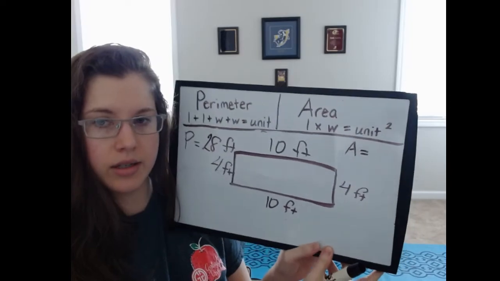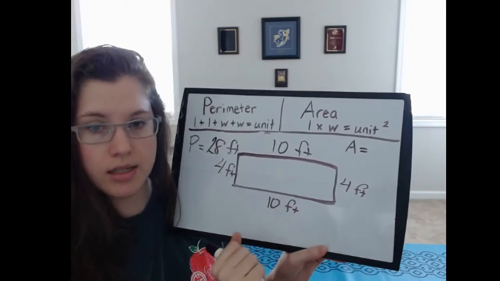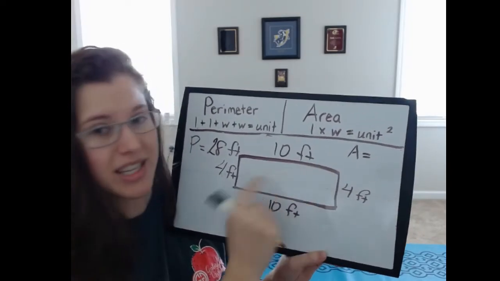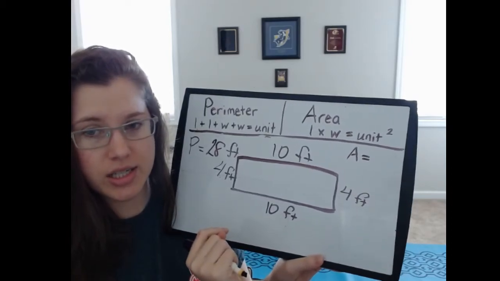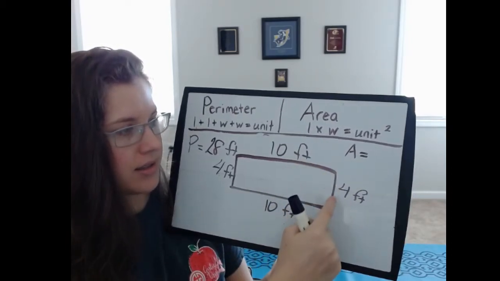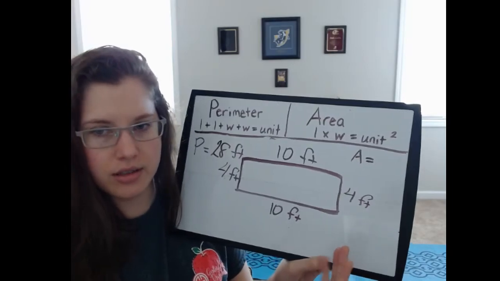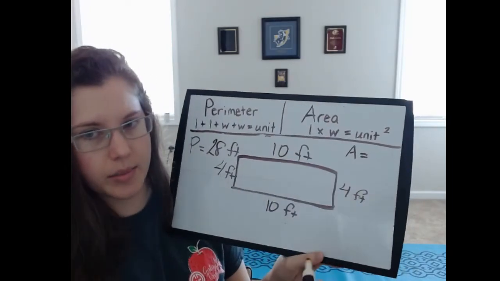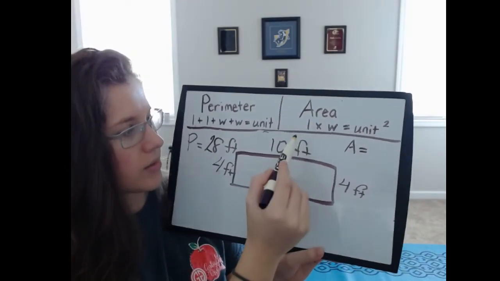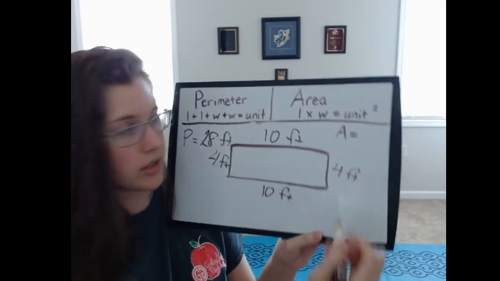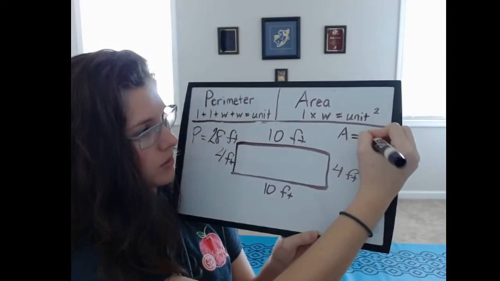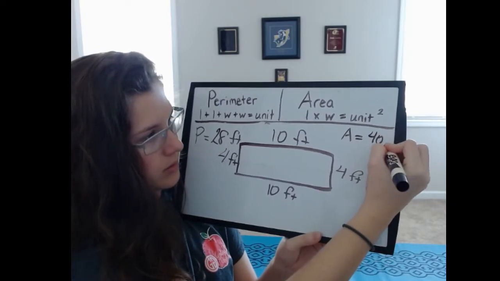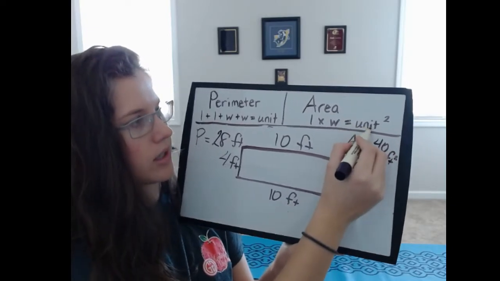Now I gotta find my area. So you multiply the 2 sides that are not the same. They're going to be adjacent. Adjacent just means that they are connected, but they're not on the same line. So length times width. 10 times 4 is 40. So this is going to be 40. Oh, I'm out of room. 40 feet squared. Don't forget your unit squared.